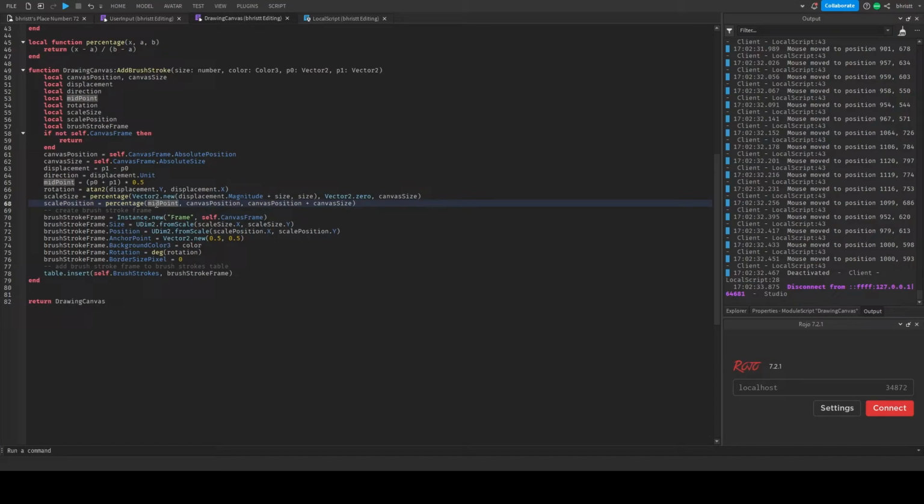So we put the midpoint as X, we put the canvas position as A, and we put canvas position plus canvas size as B, and that way it'll give us a percentage for this midpoint in between the canvas position and the canvas position plus the canvas size.